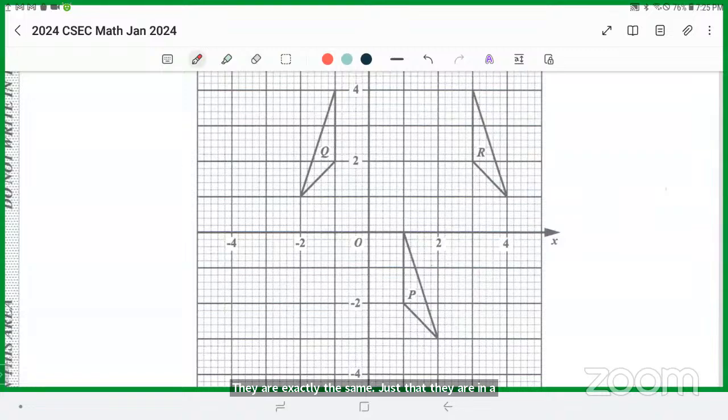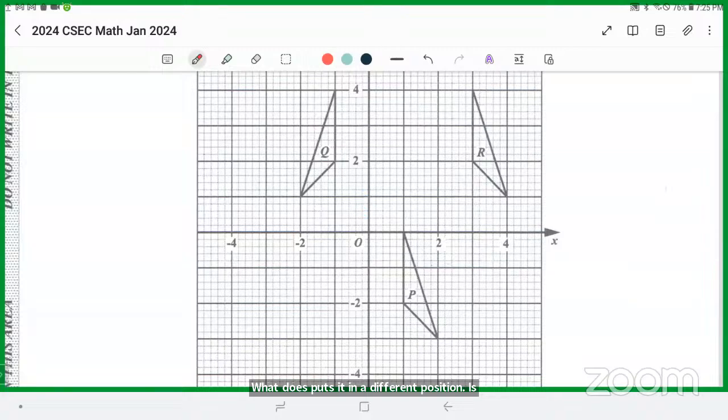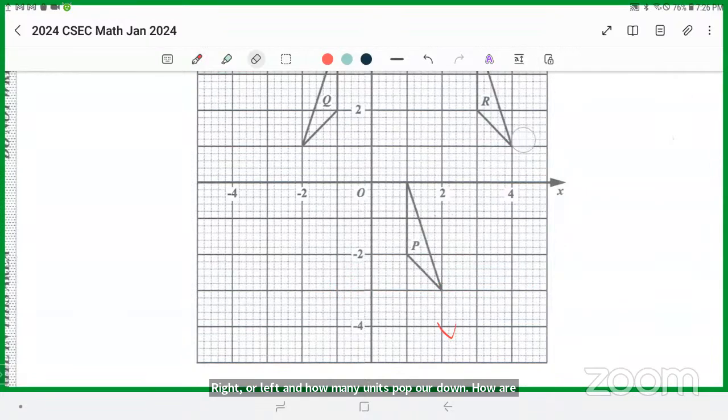So the transformation that keeps everything the same, but just puts it in a different position, is translation. So this one just moved up to here. Or we could say this point moved to here. To determine the translation, you need to know how many units right or left, and how many units up or down. And you just need to see what happened to one point. So I'm going to use this point as a reference point to see how I went from this point to this point. You need to count out the horizontal movement first.